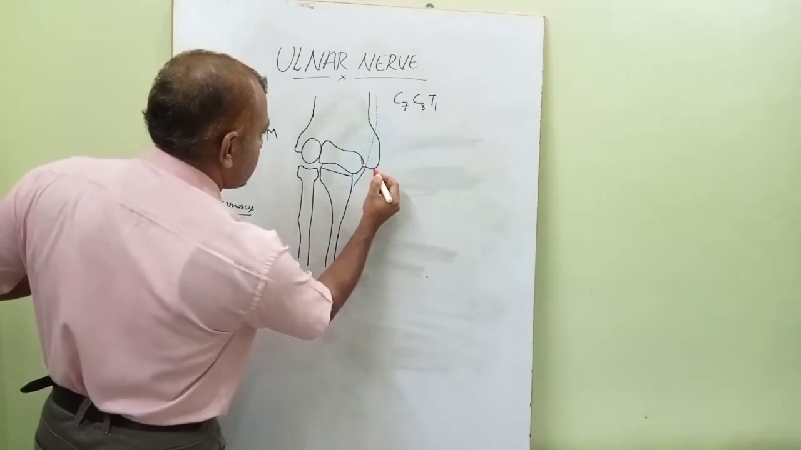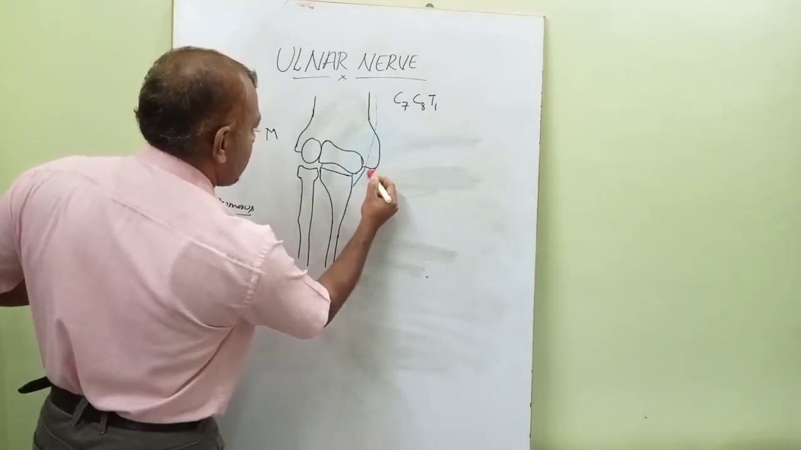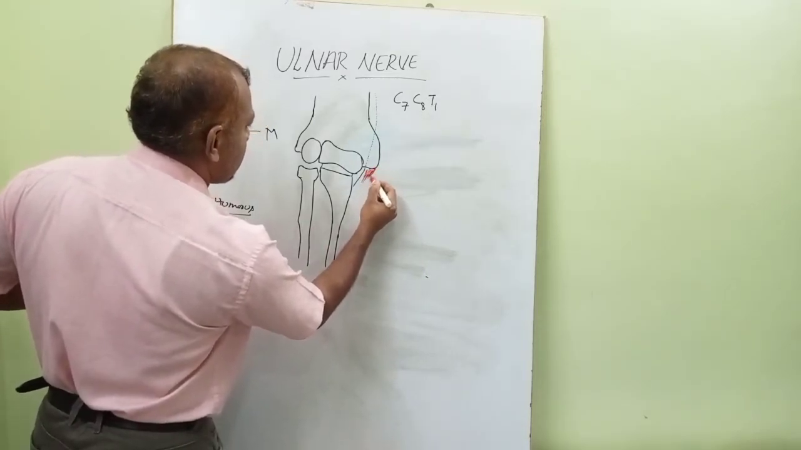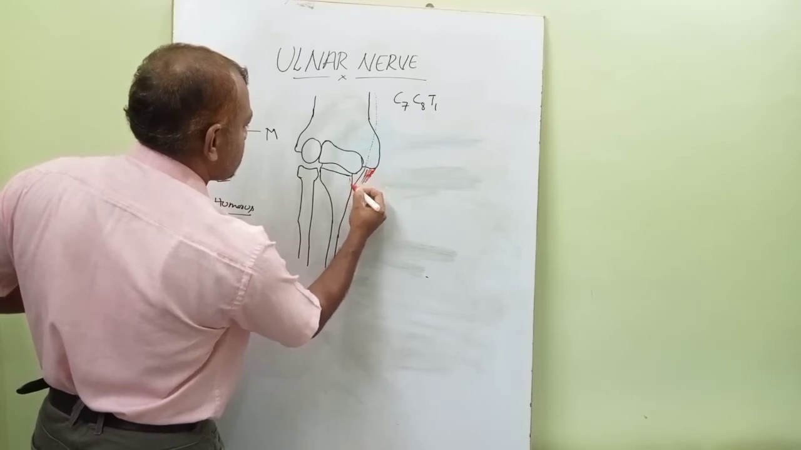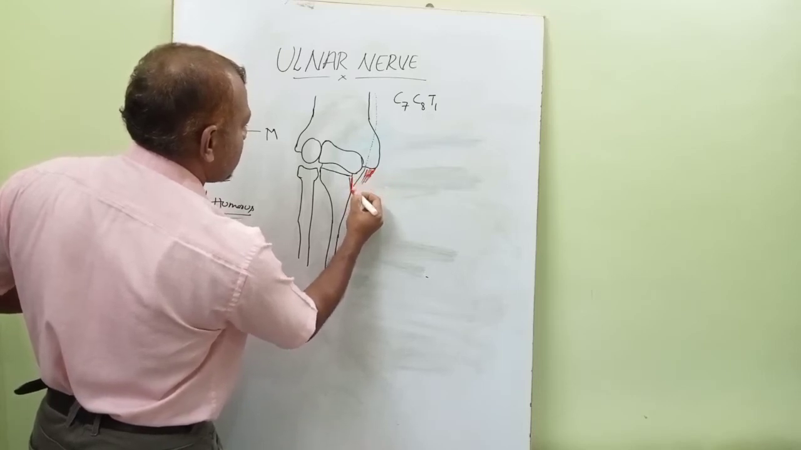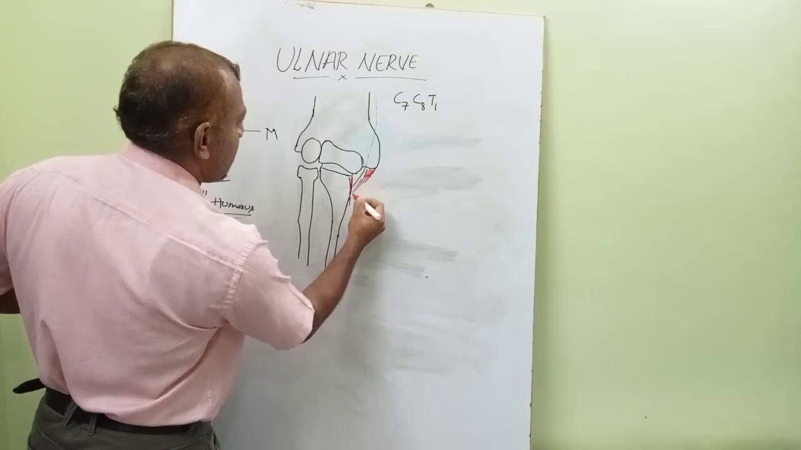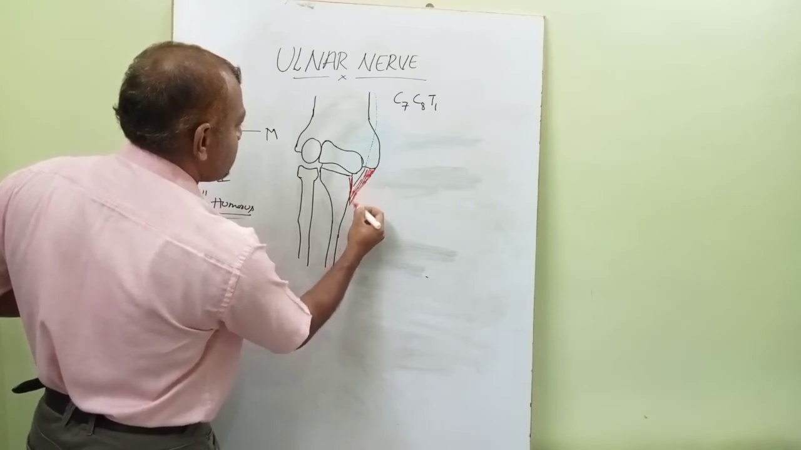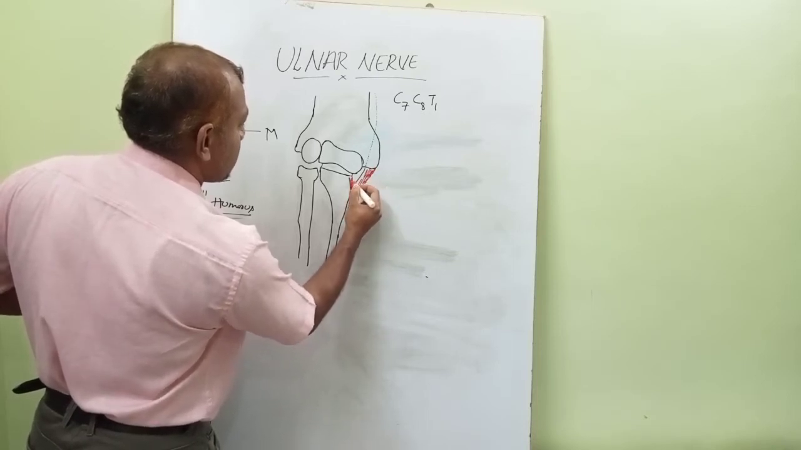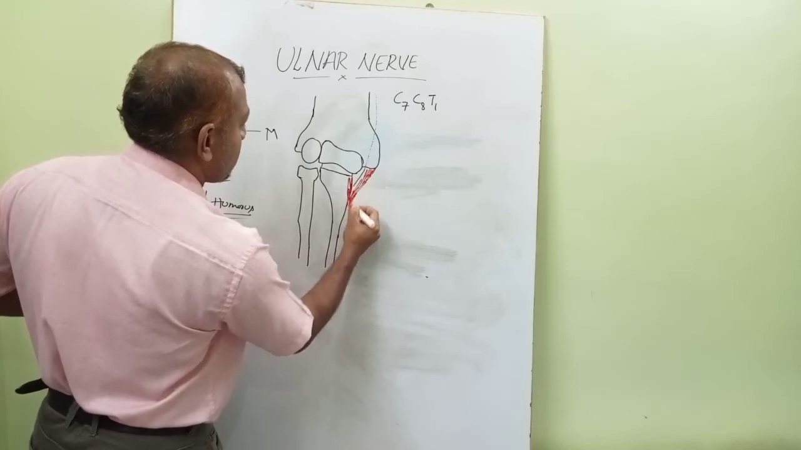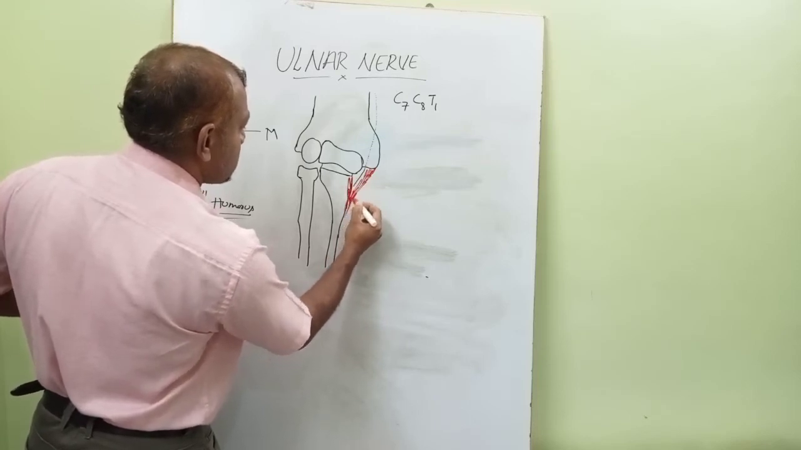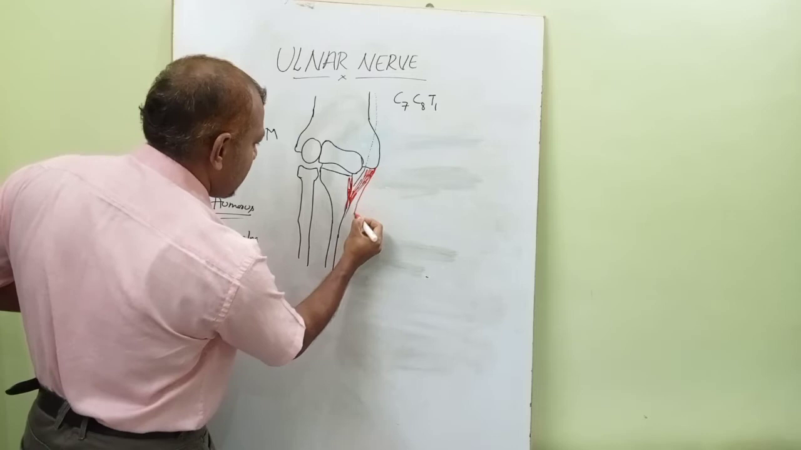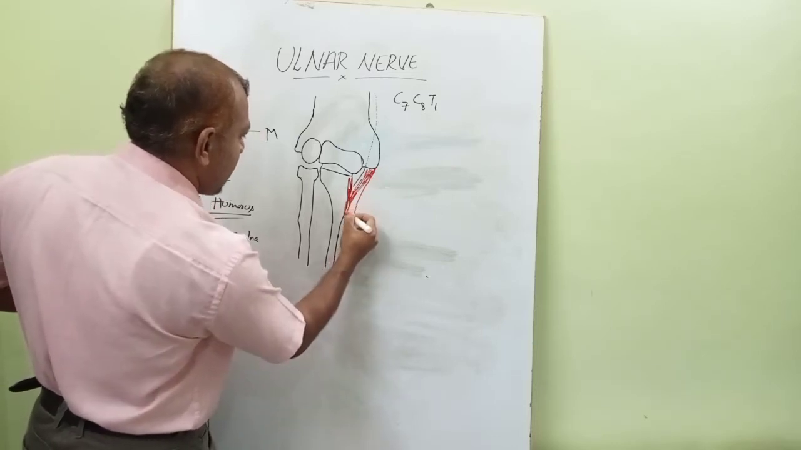So between the two heads of flexor carpi ulnaris, I just want to change the color of it. So here, this is your medial epicondyle, humeral head, and here is your posterior surface of ulna giving origin to this ulnar head of this flexor carpi ulnaris. So this is your flexor carpi ulnaris muscle. So it is running like this.